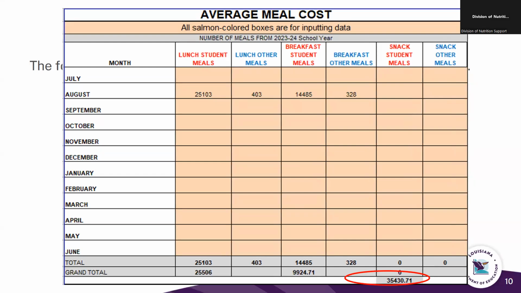The form automatically calculates the number of lunch meal equivalents at the bottom of the page. So as you add the data for each month, it will continue to automatically calculate the total.